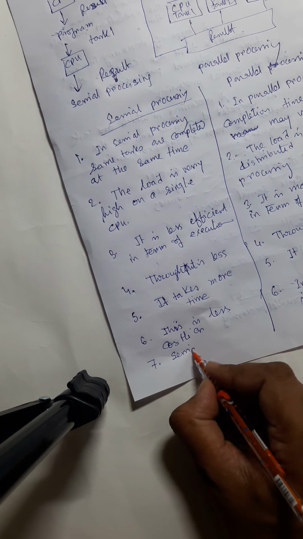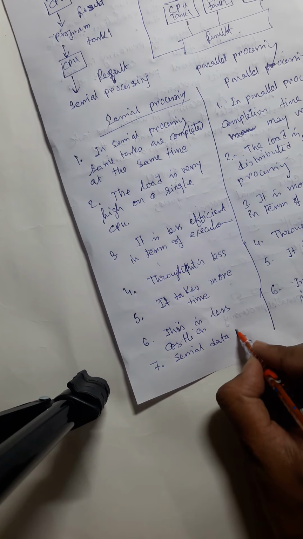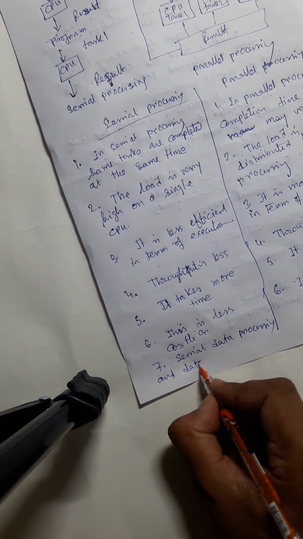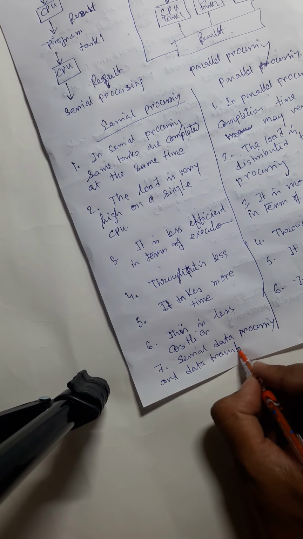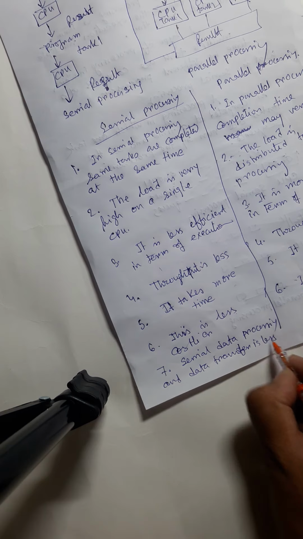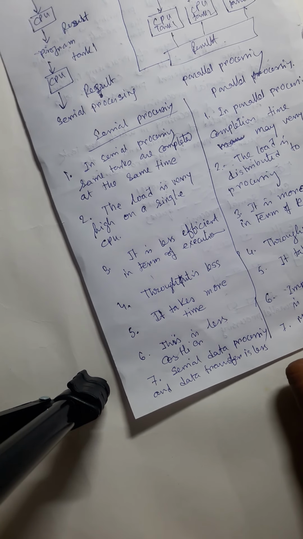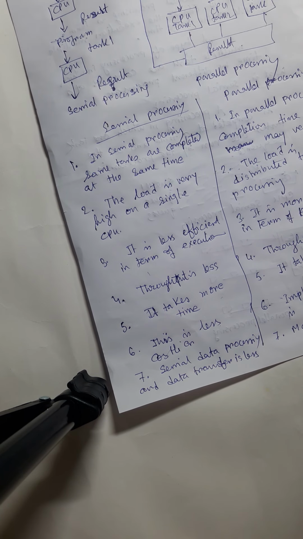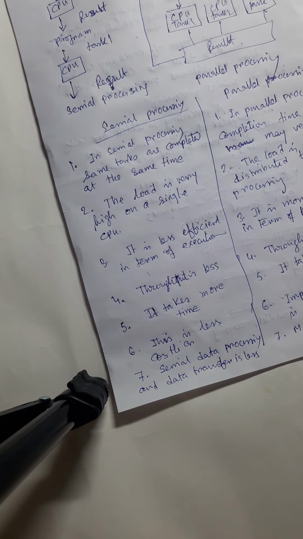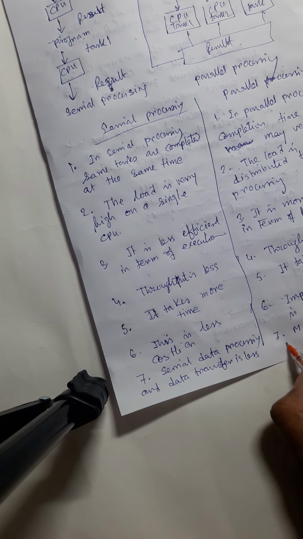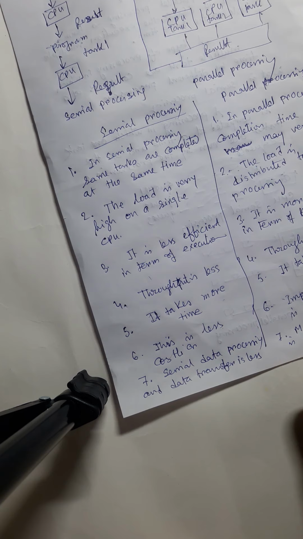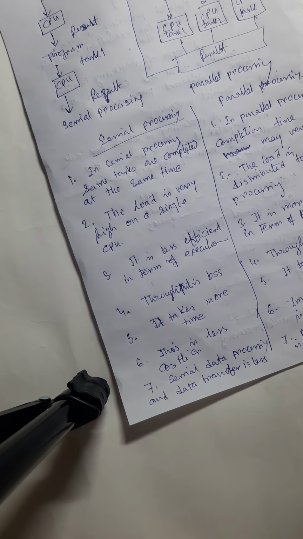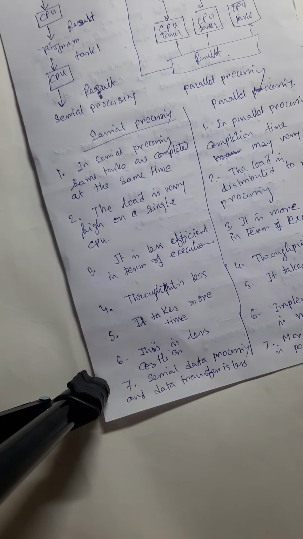Serial data processing and transfer is less. In parallel, more data transfer is possible in a particular time. Data transfer means sending from sender to receiver, or from one location to another location. So this is the basic difference between serial processing and parallel processing.